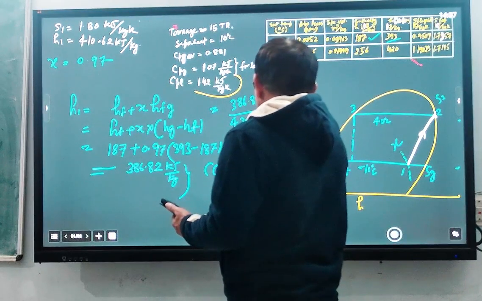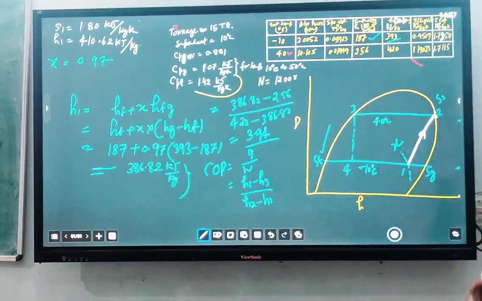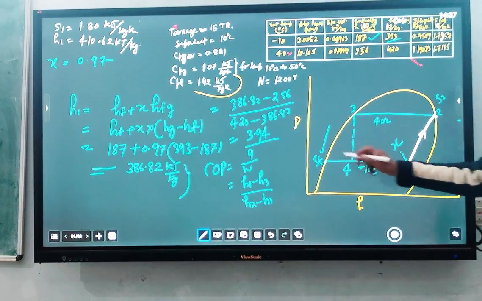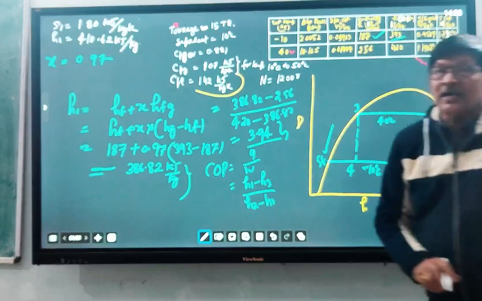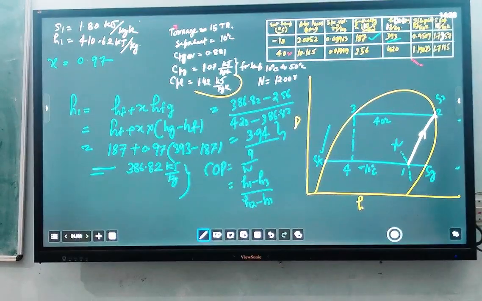The result is obvious. Though we have reduced the compressor work, the cooling effect is reduced. When the cooling effect is reduced, the COP decreases. Performance of the system is decreased when there is wet compression compared to dry compression, compared to superheated compression. So in the second place, you can see due to the reduction in cooling effect, COP is reduced.